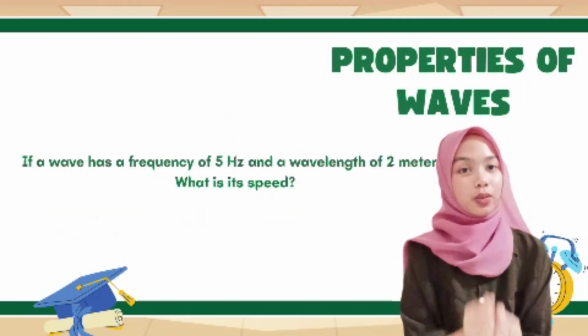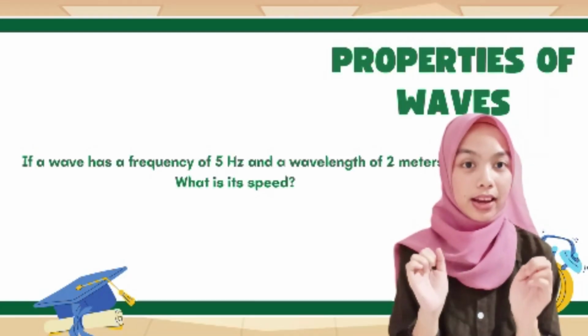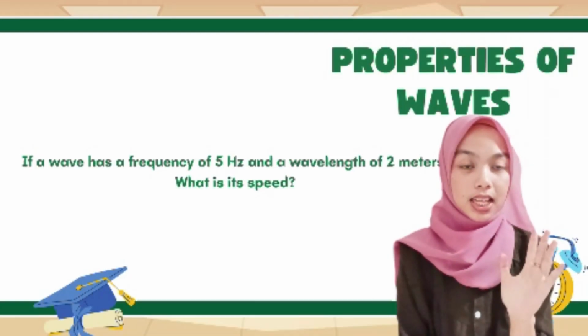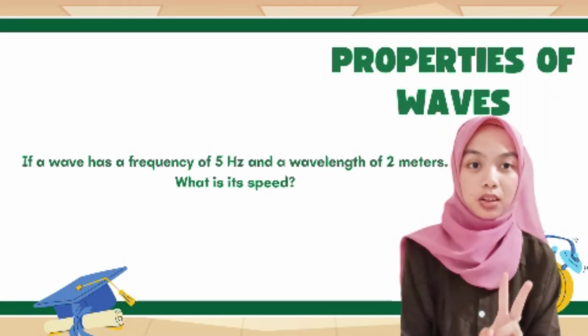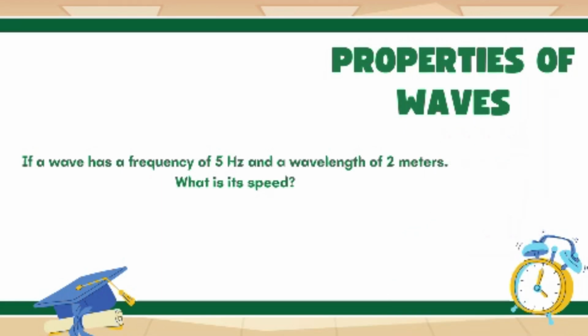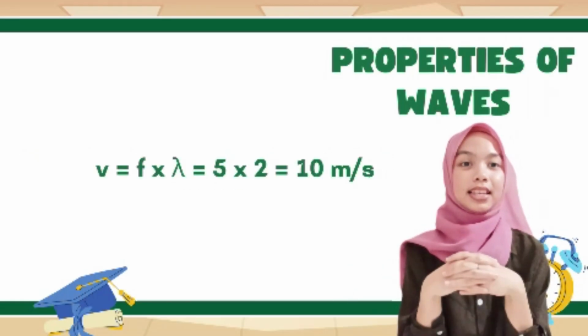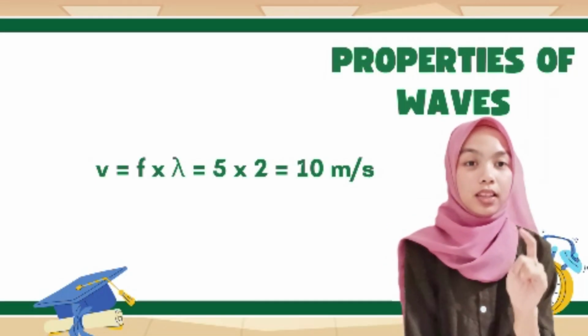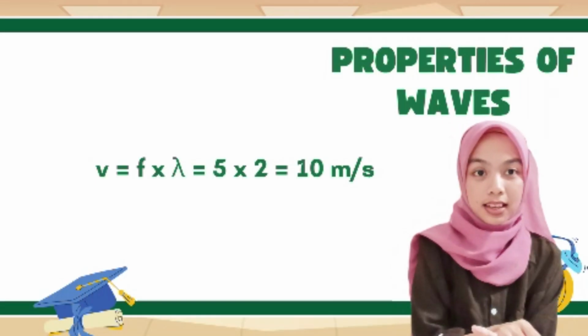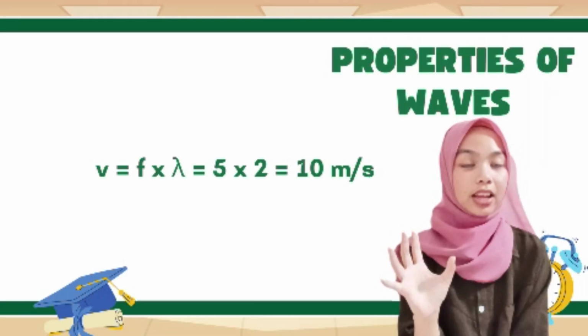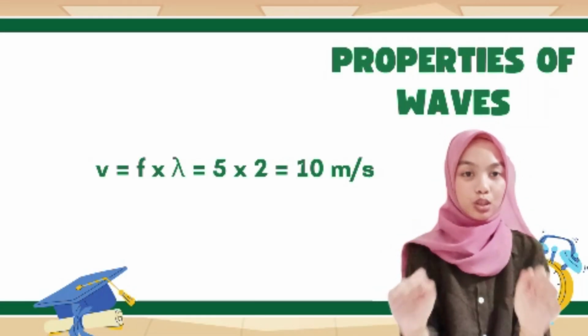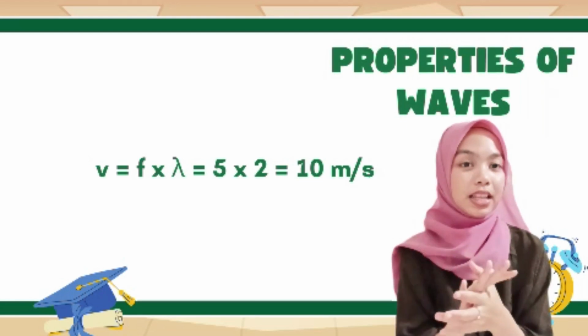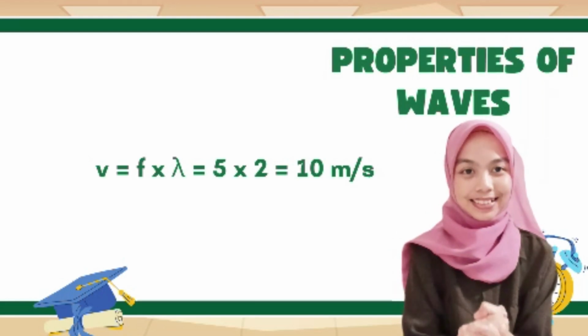Okay, now let's try a quick calculation. If a wave has a frequency of 5 Hz and a wavelength of 2 meters, what is its speed? Okay, so to find the speed, speed equals frequency times wavelength. The frequency is 5 and the wavelength is 2. So 5 times 2 is 10. So the speed of the wave is 10 meters per second.